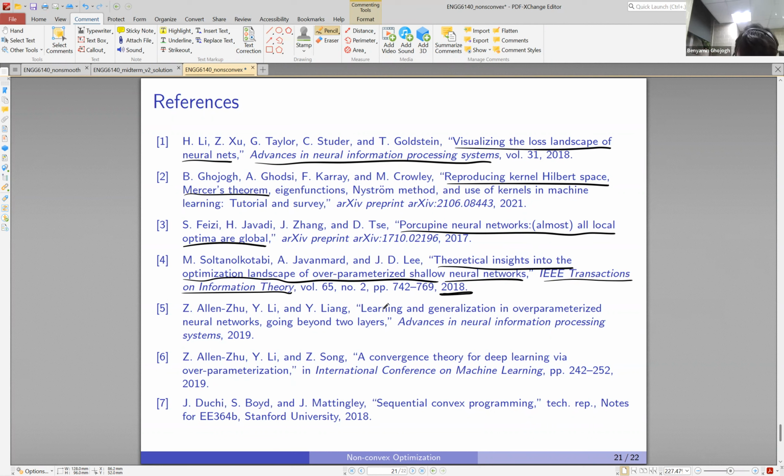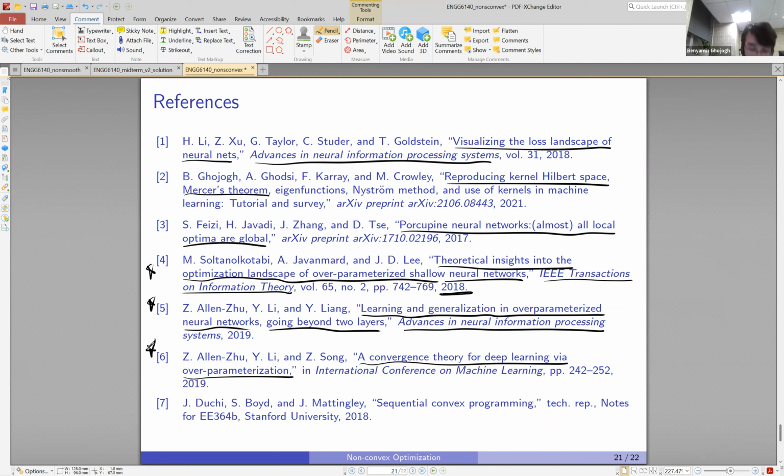Also, this paper was generalized to deep neural networks. So this was for shallow neural networks, but this became deep here and it was published in the NeurIPS conference by some other people. And this, let me see, a convergence theory for deep learning via, this is also talking about the optimization of deep learning. These are the papers which talk about why neural networks work in the optimization world, using probability bounds and so on.